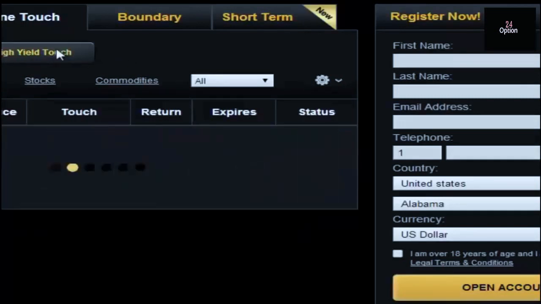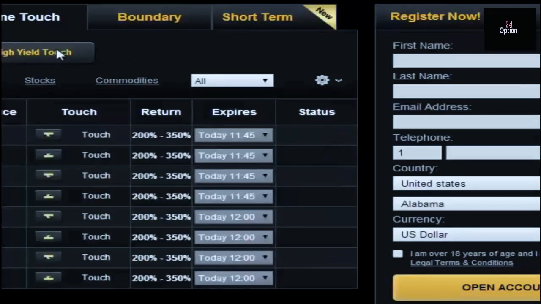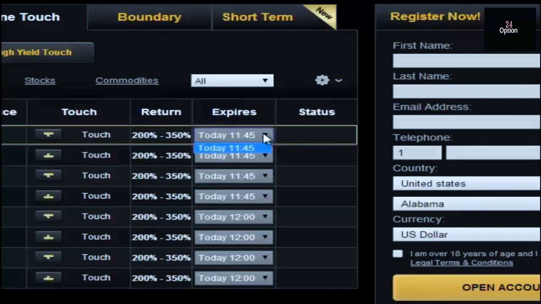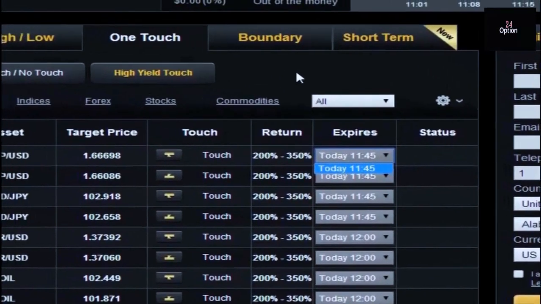The high-yield one-touch option is again similar to the standard, except the particular levels are higher or lower than the standard, and for this privilege they will give you a return that again is anywhere between 200 and 400%. Again, as you can see, they do not customize the particular expiry time for those one-touch options.